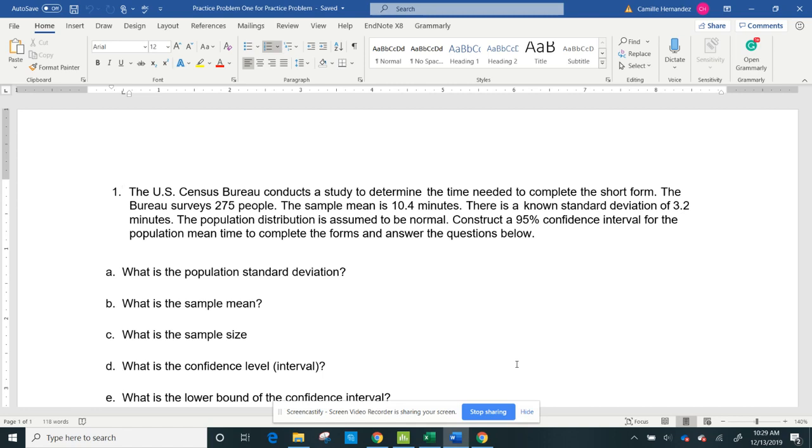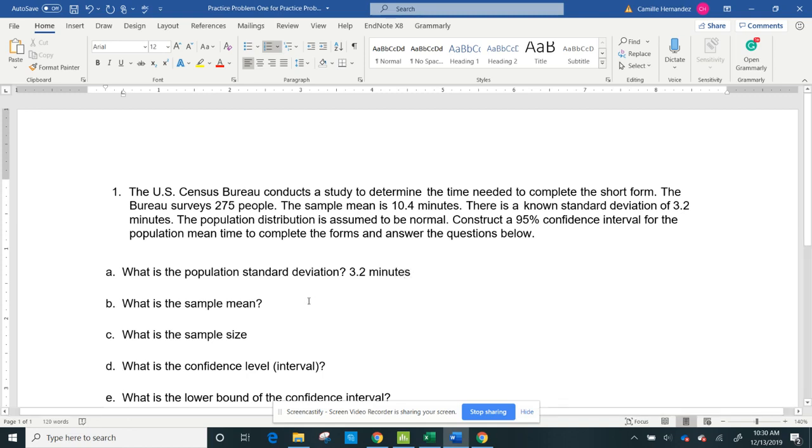All right, so I'm going to look at this problem and start to dissect it. What is my population standard deviation? Well, it says there is a known standard deviation of 3.2 minutes, so that is the same thing. So I'm going to put 3.2 minutes.